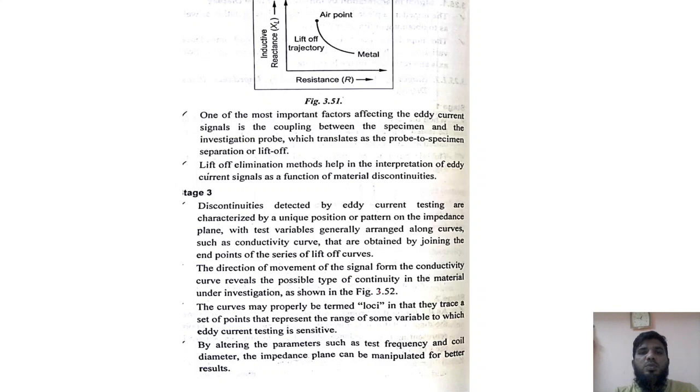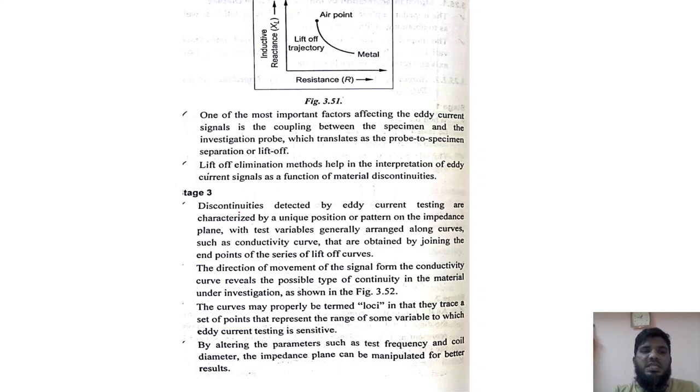Okay, so one of the most important factors affecting the eddy current signal is coupling between the specimen and the investigating probe. It translates to the probe to specimen separation, or lift off. When we suddenly bring the probe into the vicinity of a test specimen, the inductance decreases, because of which there will be generation of a secondary magnetic field, and there will be a fall in reactance. Okay, so lift off elimination helps in interpretation of the eddy current signal as a function of material discontinuity.